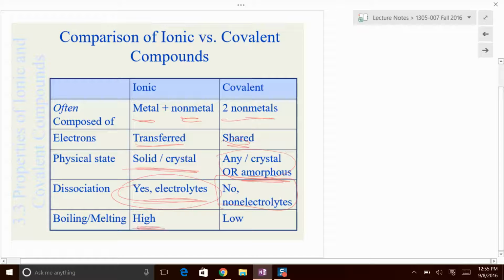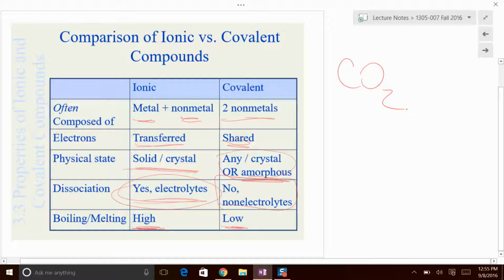Ionic compounds have high melting and boiling points. Covalent compounds, if you put it in perspective, have much lower ones, okay? But within the covalent groups, you have a wide range. Well, actually, let's just go to this one.